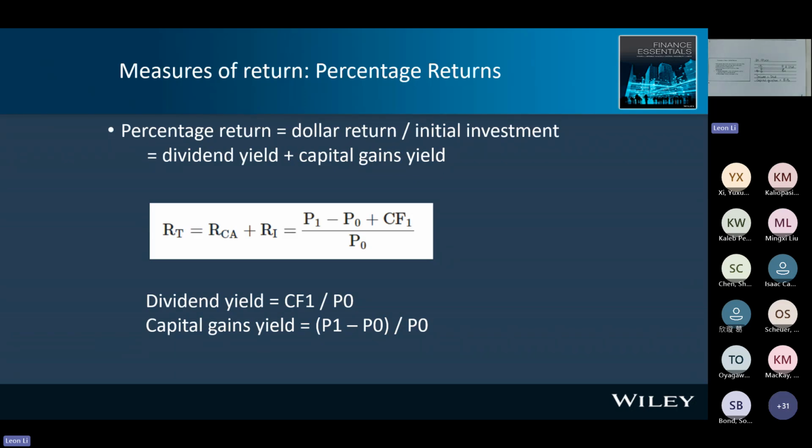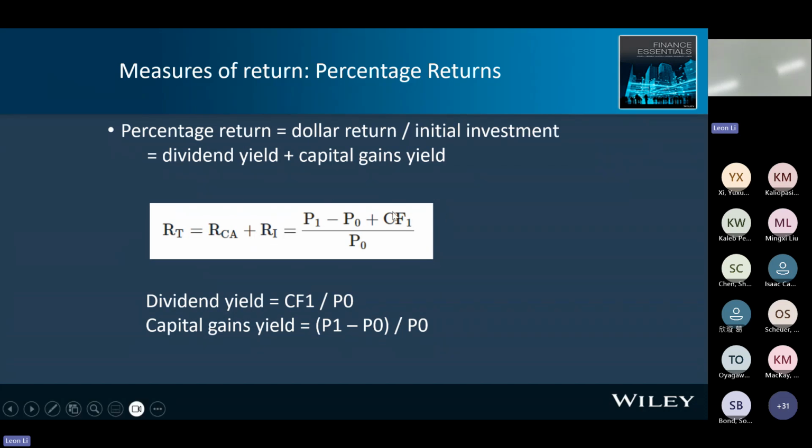Now we are going to show you the percentage return. In finance, we use the percentage return. The percentage return is the dollar return divided by the initial investment. Here is our equation. R is our return, and T is our time period. P1 minus P0 is our capital gain, plus CF, our income component. This is the dollar return.